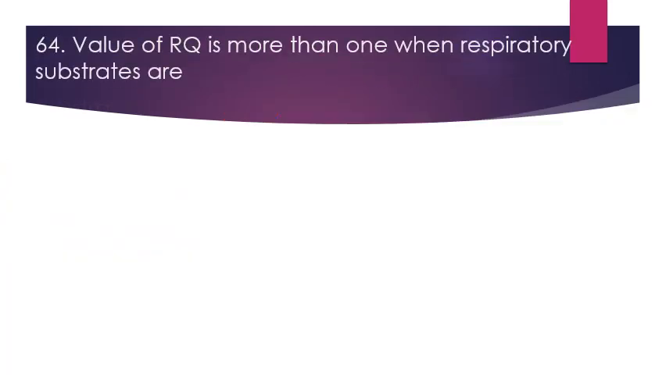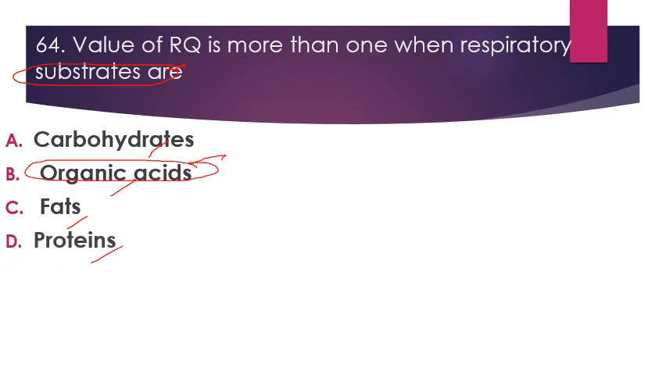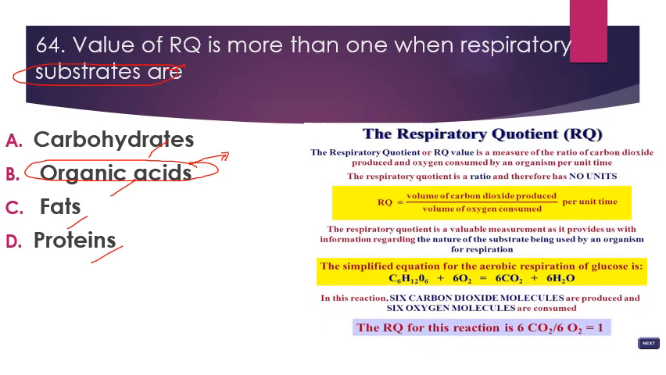Next question is, value of RQ is more than 1 when respiratory substrates are. Our options are carbohydrate, organic acid, fats, proteins. So its right answer is organic acids. So the value of RQ is more than 1 or unity for organic acids. Firstly, what is RQ? So RQ is a measure of ratio of carbon dioxide produced and oxygen consumed by an organism per unit time. So RQ is volume of carbon dioxide evolved or produced and volume of oxygen consumed per unit time. So that is called RQ, respiratory quotient.